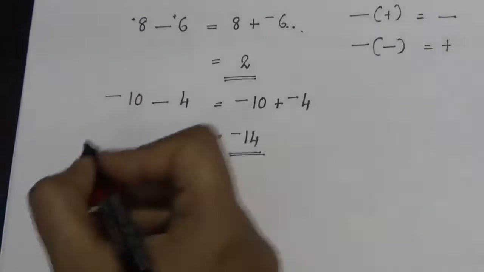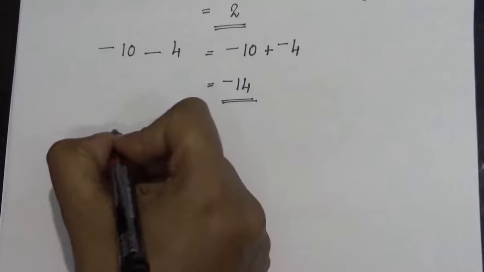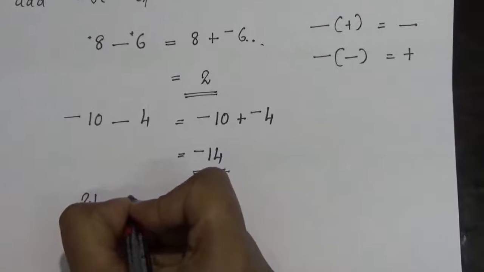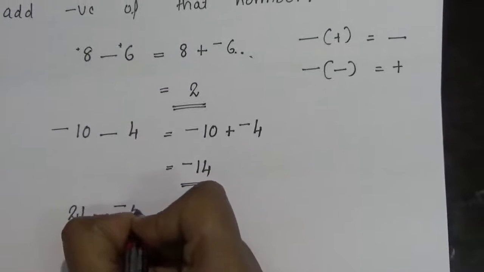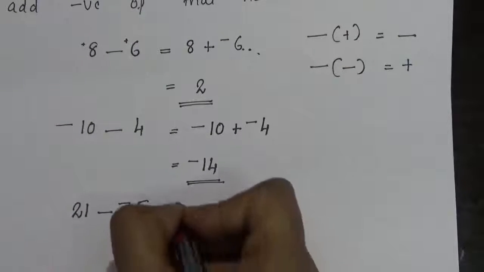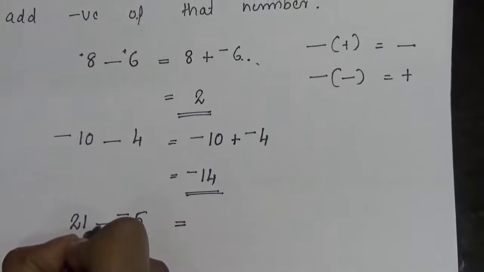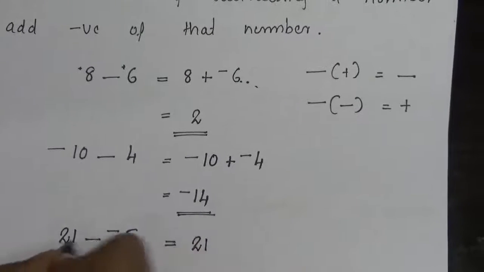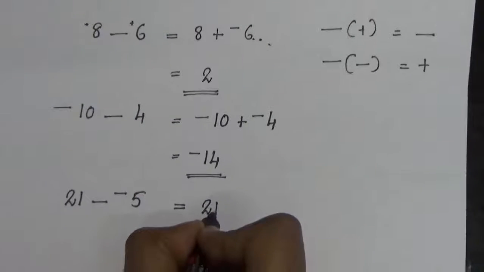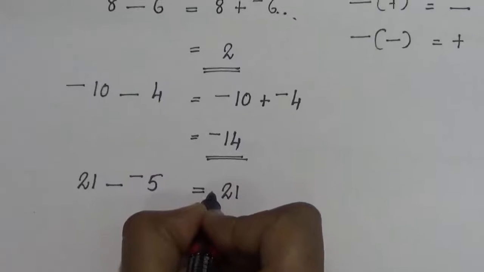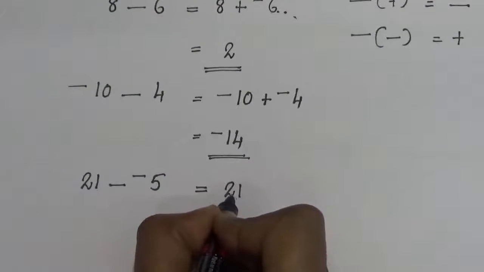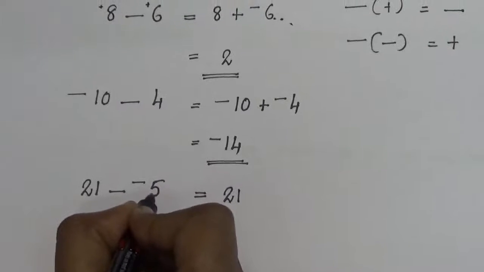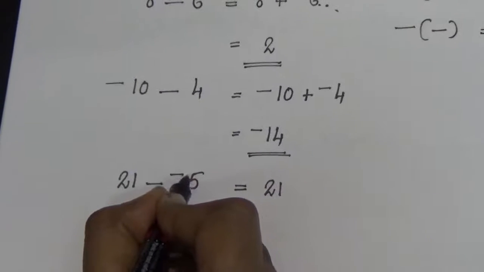Okay. And next example. Suppose we have the numbers 21 minus 5. Okay, so here we are changing the operation subtraction to addition first. So for the first number, you have to write the same given number, that is 21. Whether it is positive or negative, you don't want to change that. The sign of the first number stays. Okay, so here the subtracting number is minus 5. You need to change the sign of that number only.